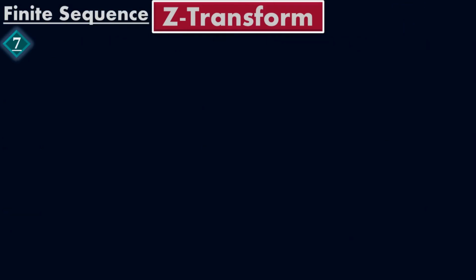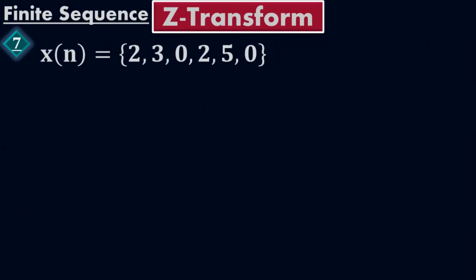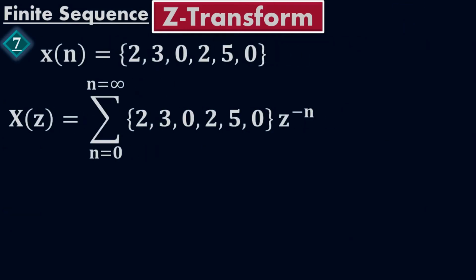You can also mention the equation of the z transform. You can plug in the value of x of n in the equation of the z transform, which is x of z equals the summation of x of n times z to the negative n. What is my x of n? My x of n equals this expression. Just plug in x of n equals this expression here.